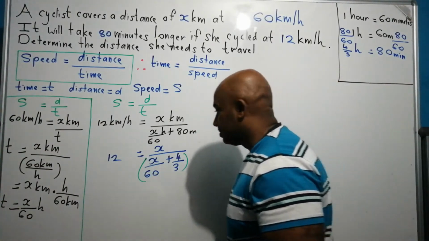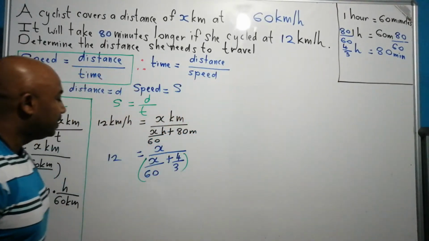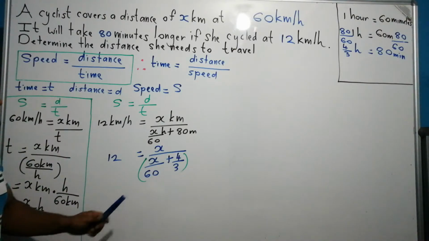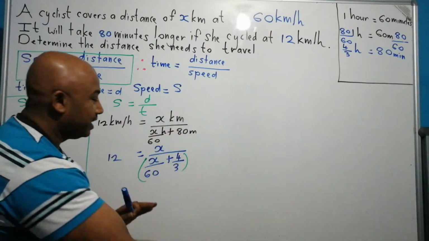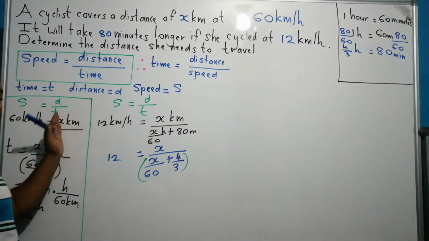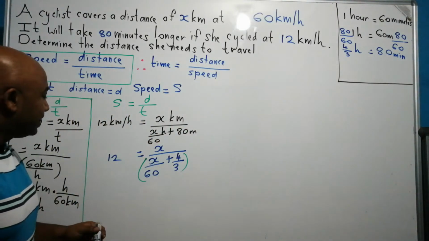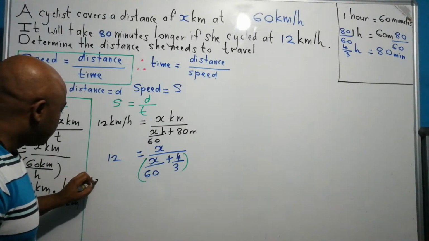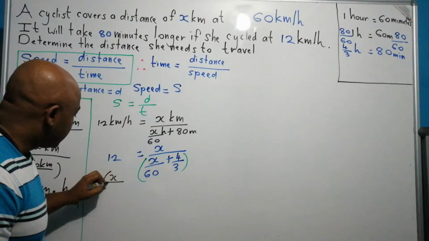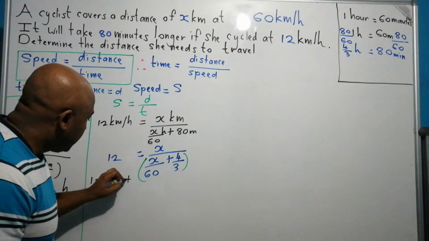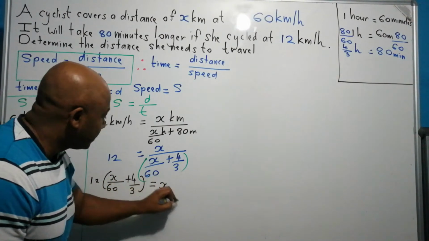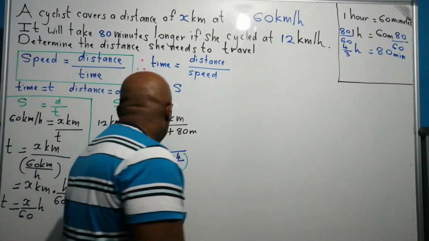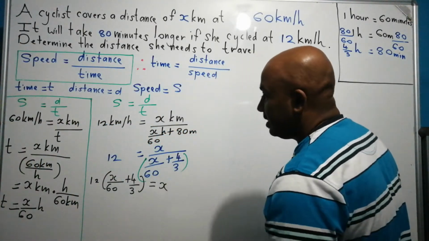We have a fraction. So what we can do now is cross multiply, or multiply by x over 60 plus 4 over 3 on the right and x over 60 plus 4 over 3 on the left. It's the same thing as cross multiplying. So I've got 12 times (x over 60 plus 4 over 3) is equal to x. So now let's remove the brackets there.